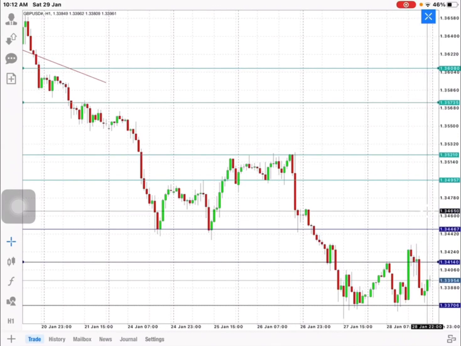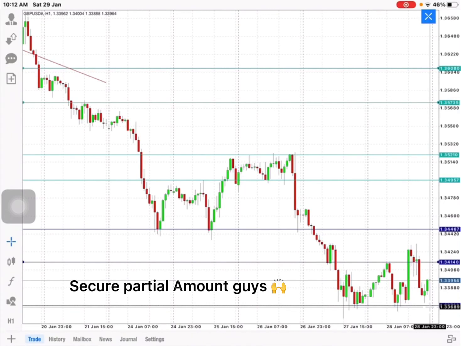If the market starts retracing back down, if the market starts moving down, it will close at 10 pips for you guys. You guys can secure your amount, you can secure a partial amount. That's why stop profit is very important, guys. And you guys can call it break even. So in market terms, they will call it break even.